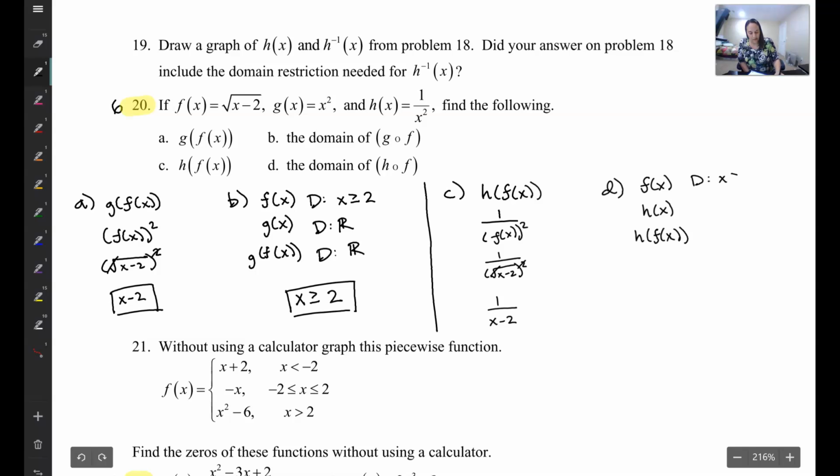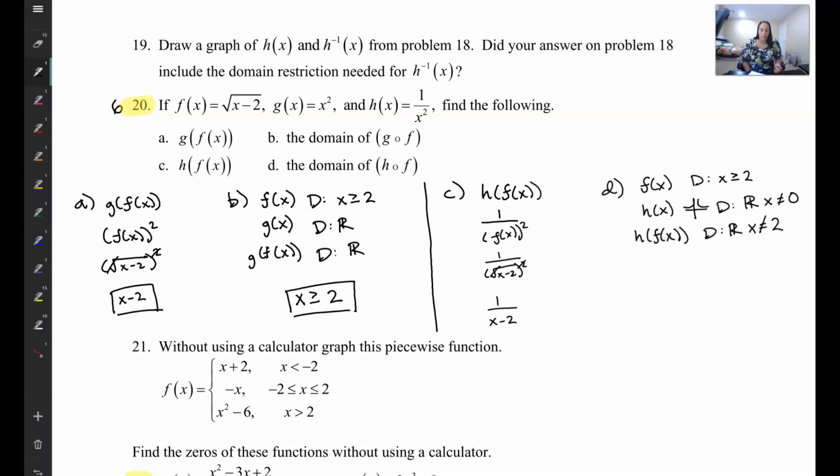The domain of f of x is still x greater than or equal to 2. The domain of h of x, 1 over x squared, if you graph this, it looks something like that. So this domain is all reals except x cannot equal 0. And if I look down here at h of f of x, 1 over x minus 2, that domain is all reals except x cannot equal 2. So far so good? Okay.